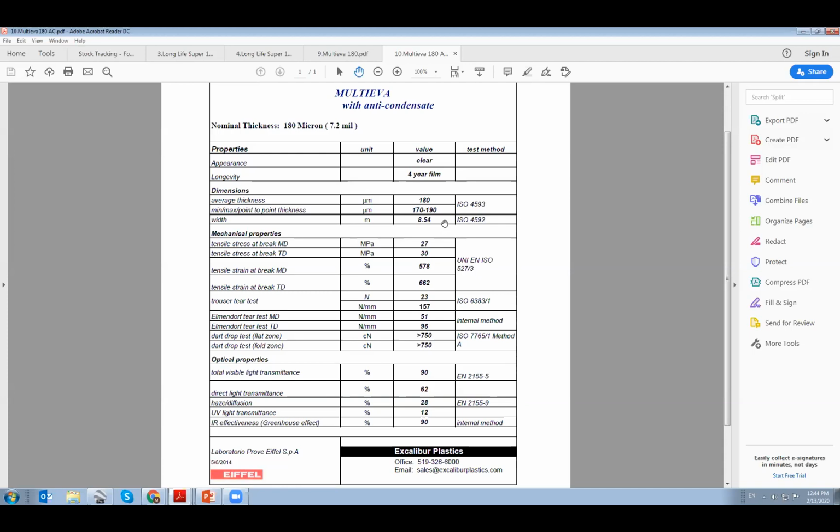Some of the other benefits are that we have other formulas in the 7.2 mil poly that we just released. We're doing some testing right now. It's called UV Open, and basically that's for higher UV transmittance.